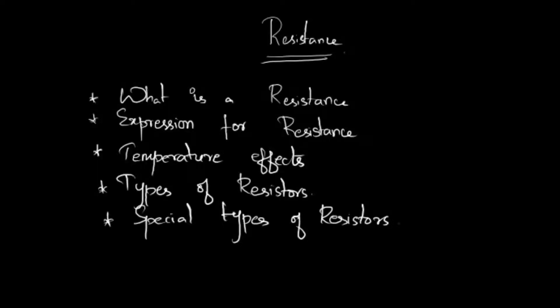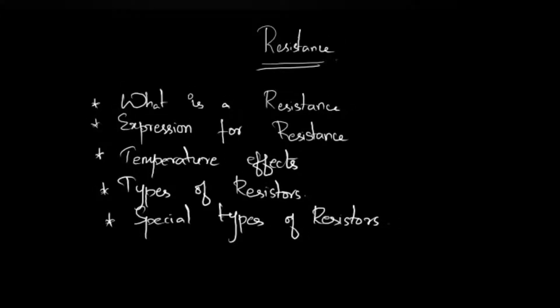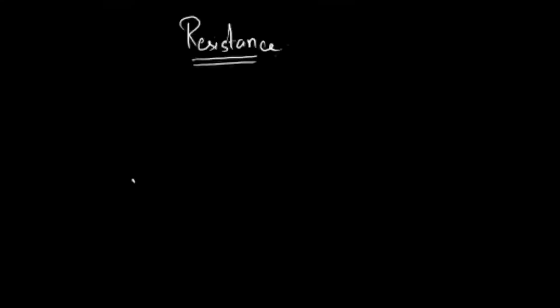This is Malini. In this video, we shall discuss what a resistance is, the expression for resistance, temperature effects, types of resistors and special types of resistors. In the previous videos, we have discussed voltage and current. By placing a voltage source across a circuit, we are forcing a current to flow through it.